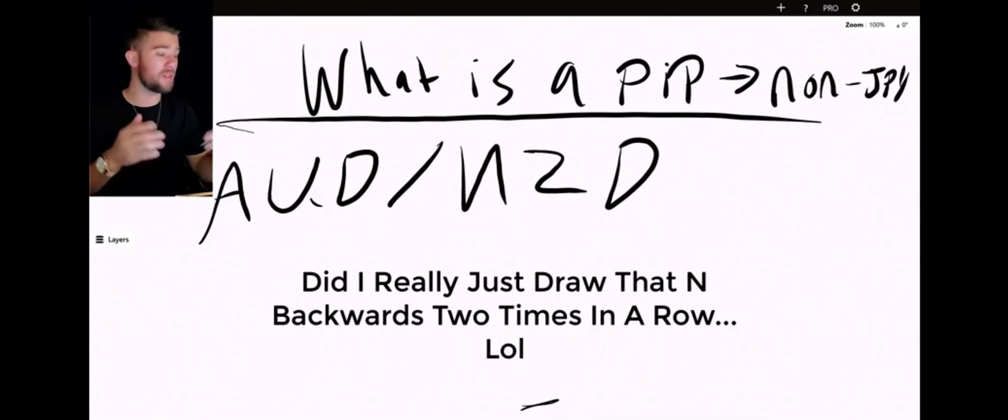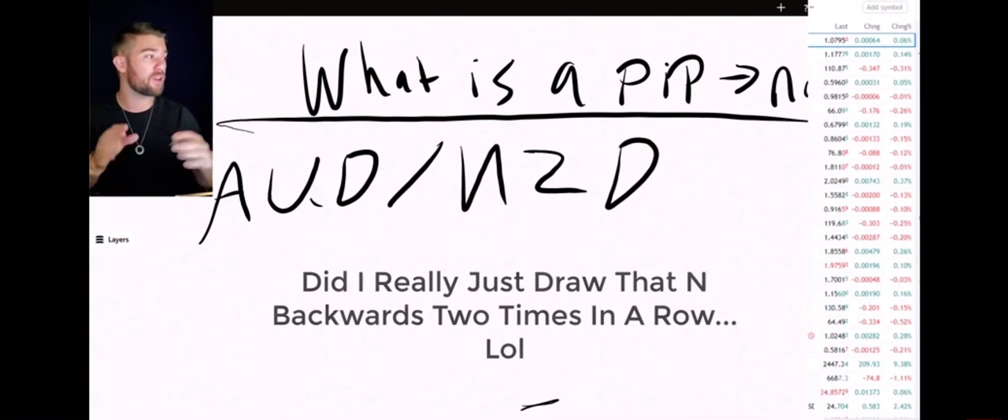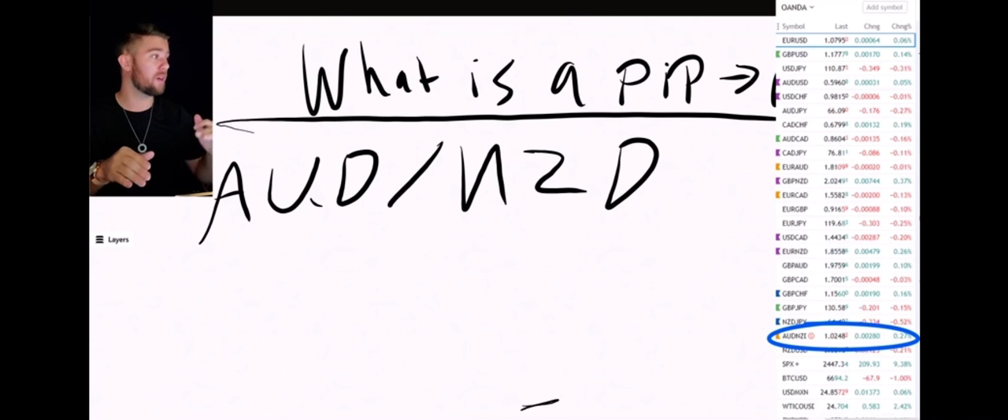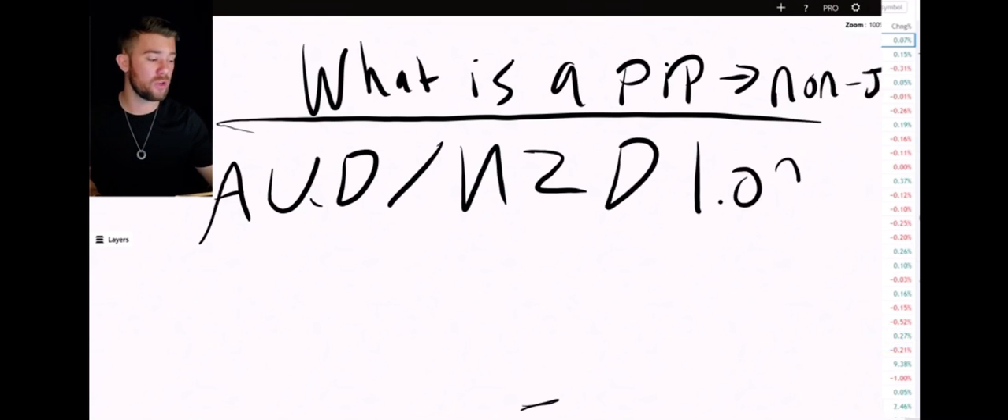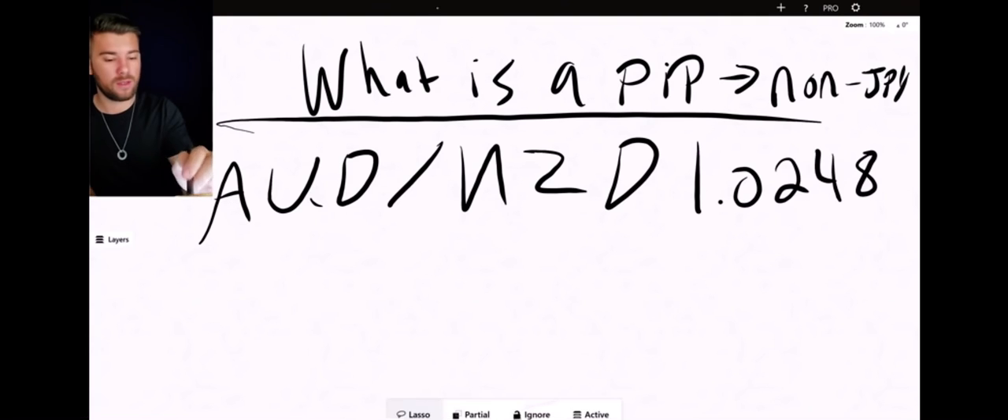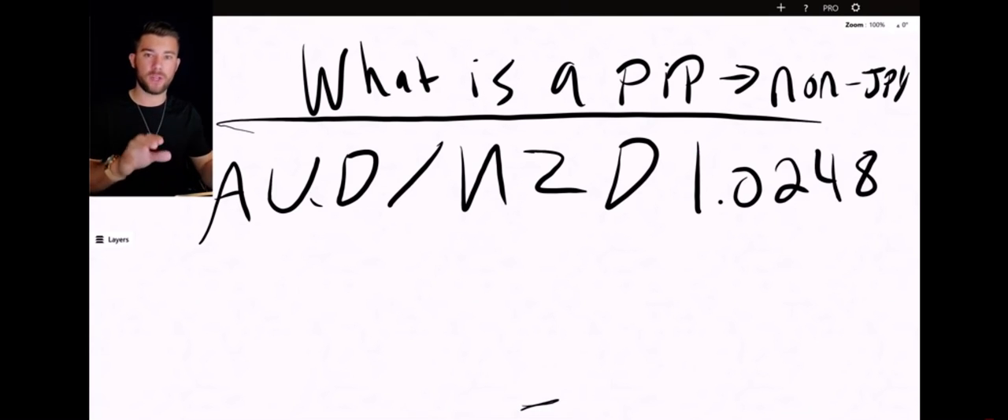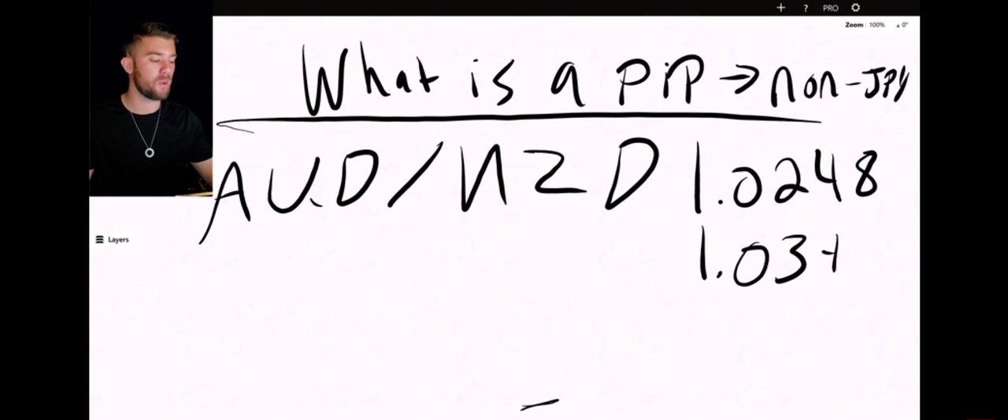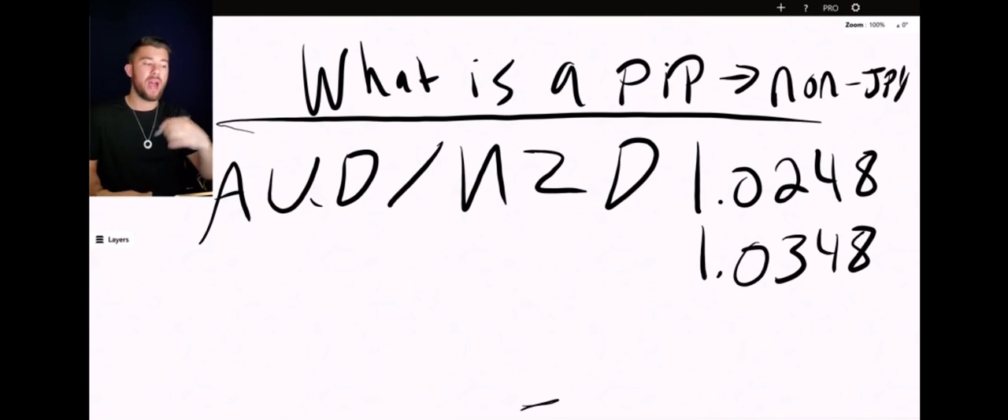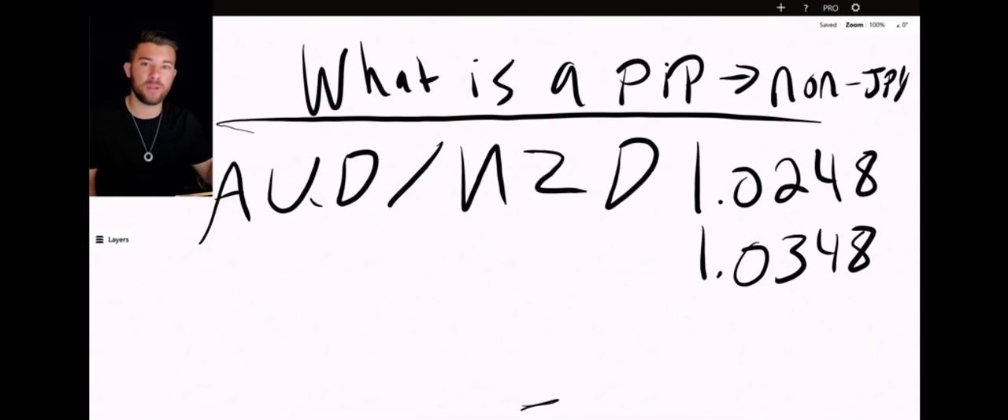So we have the Aussie New Zealand, right? The Aussie New Zealand has a current value of 1.0248. Tell me what would be the case, okay? Let's go over a scenario. If the Aussie New Zealand went from 1.0248 to 1.0348, how many pips did this currency pair move? I'll give you a second. Hopefully you were able to say 100 pips.